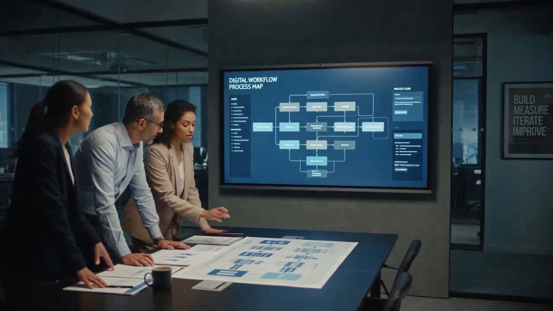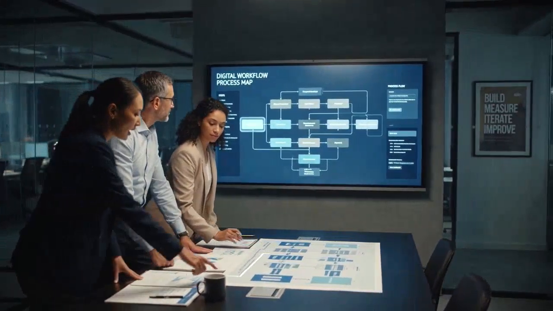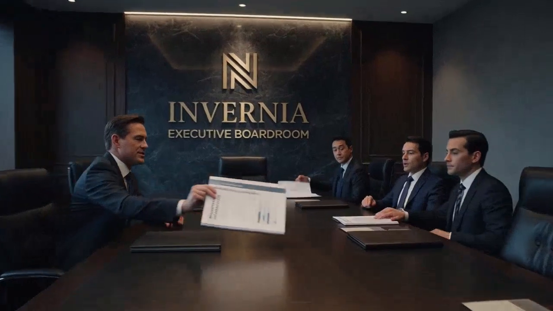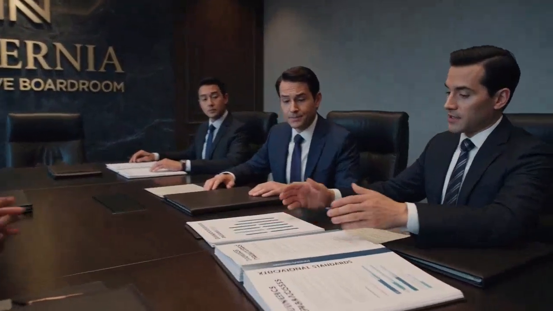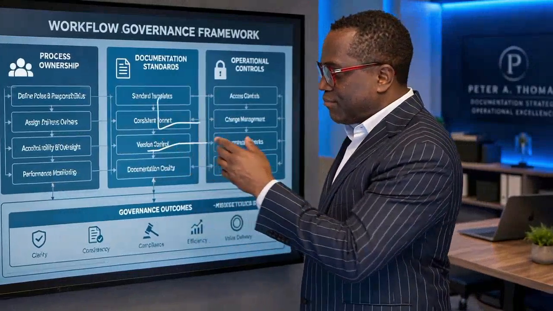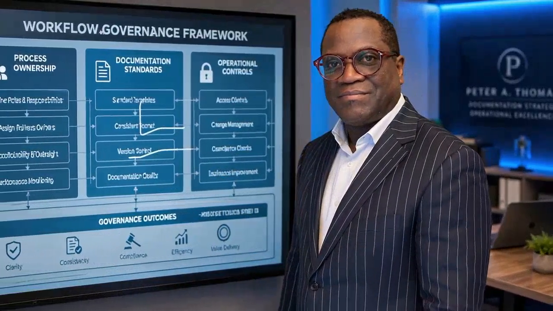Next, build your communication system. Define where different types of communication belong, what requires a meeting, what should be asynchronous, and how important decisions are recorded. Without these rules, Slack messages, meetings, emails, and conversations quickly become operational noise.